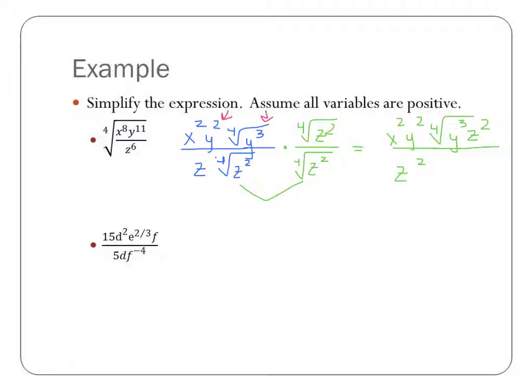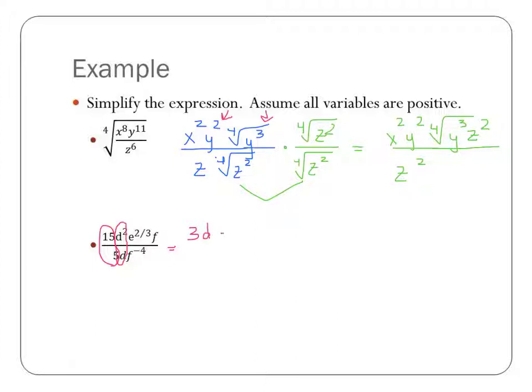Okay, 15d squared e to the 2/3 f all over 5d f to the negative fourth. Again, one bite at a time, you're going to look at your numbers. 15 divided by 5, that is 3. You are dividing. D squared over d, that is going to be just 1d because you're going to subtract.